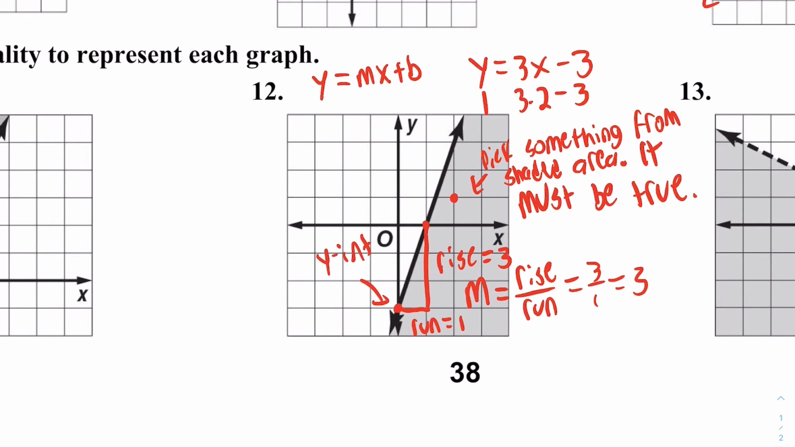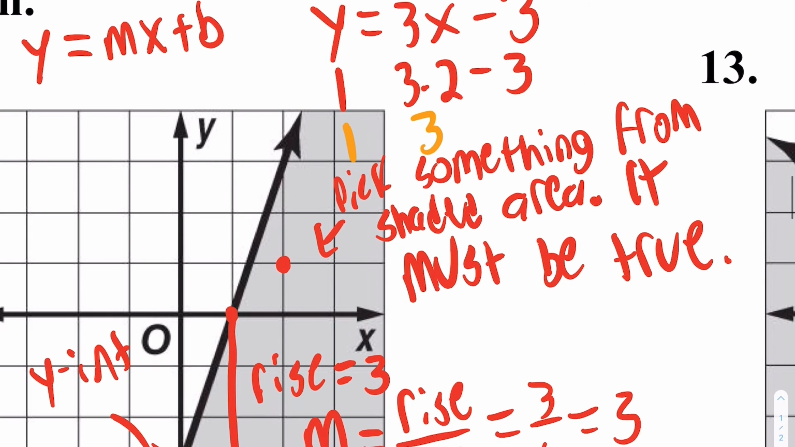So let me use a different color. We need the number 1, and then we have 6 minus 3, which is going to be equal to 3. So I have 1 on the left and 3 on the right. We need to write some sort of symbol in between these two numbers so that it's true. And that would be a less than sign.